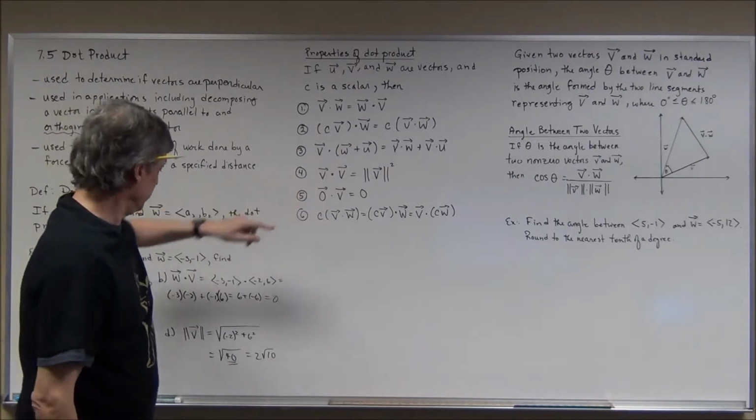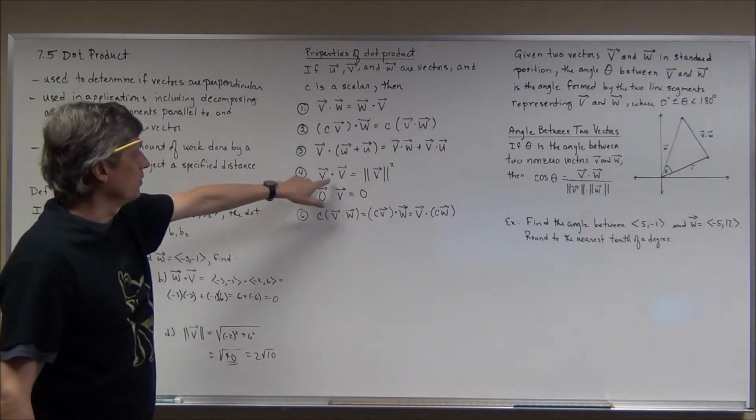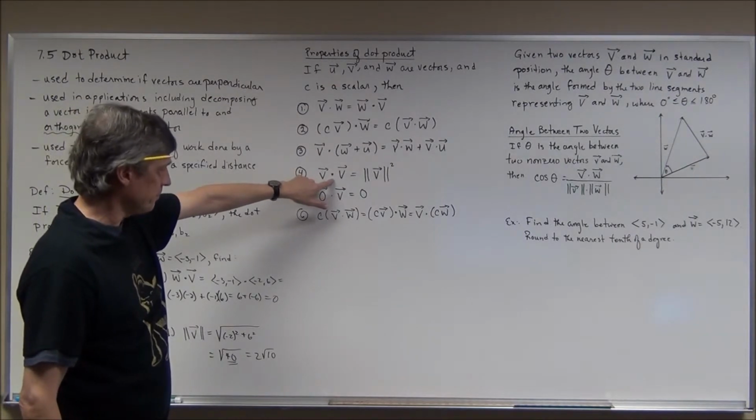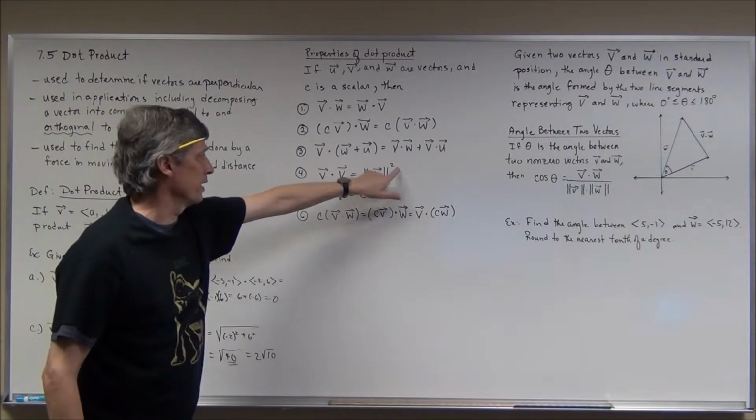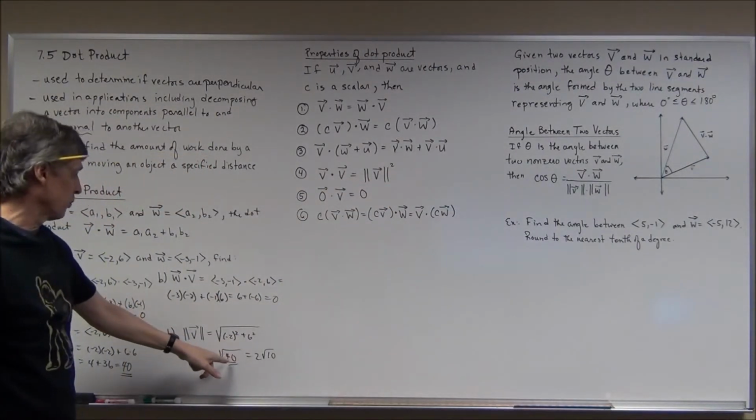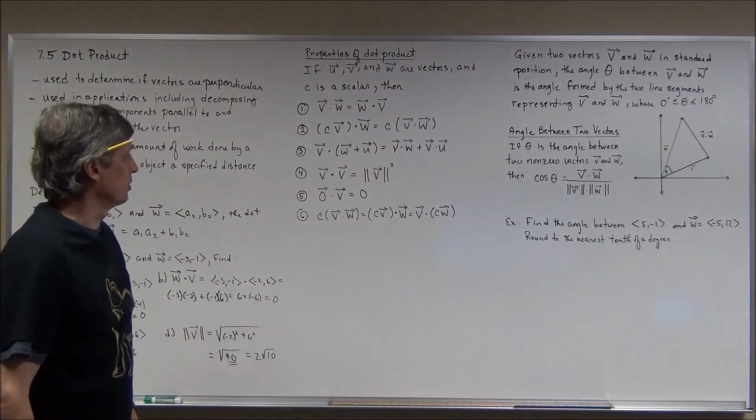Down here, this is the second one I was talking about with parts C and D. If you take the dot product of a vector with itself, you get the magnitude of that vector, in this case squared, because I would have to square that to get it equal to 40. So it would be equal to the square of the magnitude.